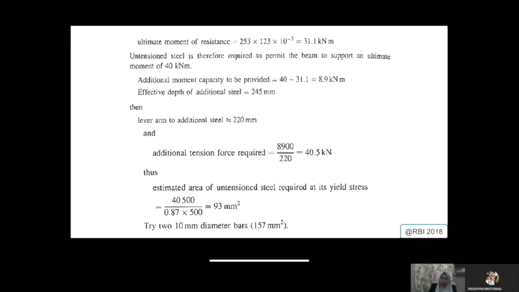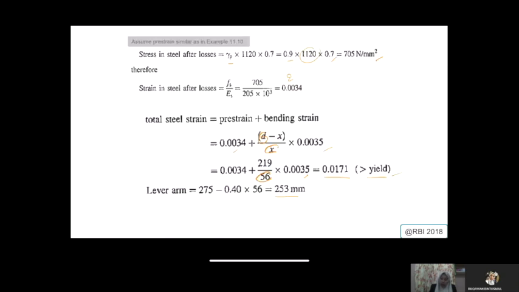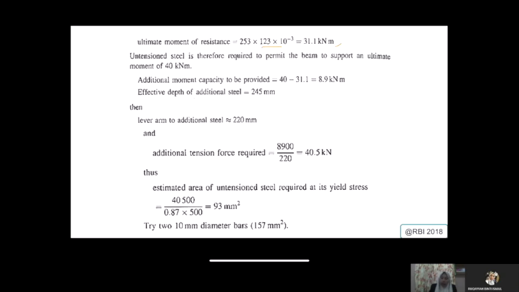Okay, and the ultimate moment resistance. By considering 250 multiplied with 120, you will get the moment resistance around 31. Okay, so you multiply the force with the z value, the 253, and you will get the ultimate moment.